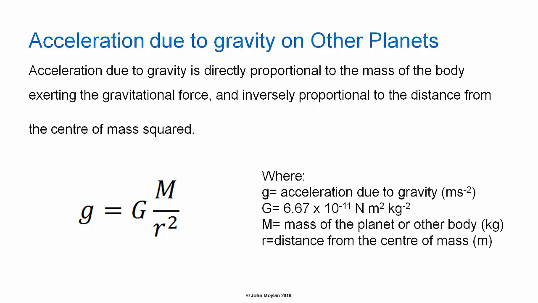Acceleration due to gravity on other planets. Acceleration due to gravity is directly proportional to the mass of the body exerting the gravitational force and inversely proportional to the distance from the center of mass squared. Therefore, g, acceleration due to gravity in meters per second squared, is equal to capital G, the universal gravitational constant, which is 6.67 by 10 to the minus 11 newton meter squared per kilogram squared. Capital M is the mass of the planet or other body exerting the gravitational field, and r is the distance from the center of mass in meters.